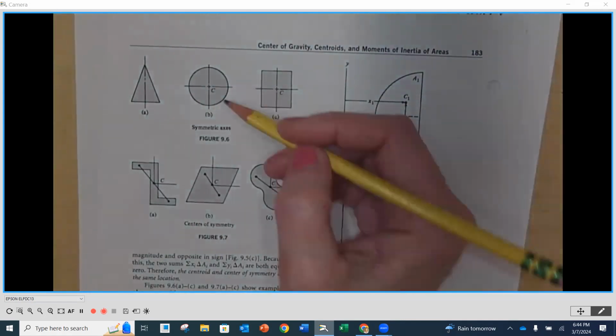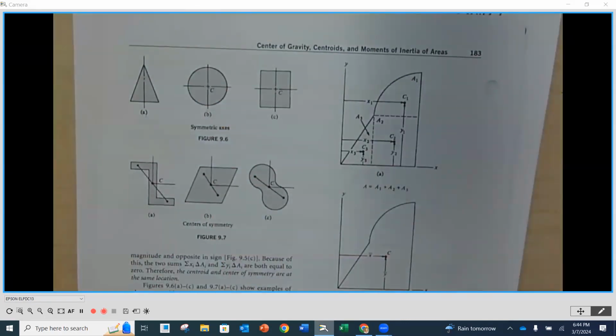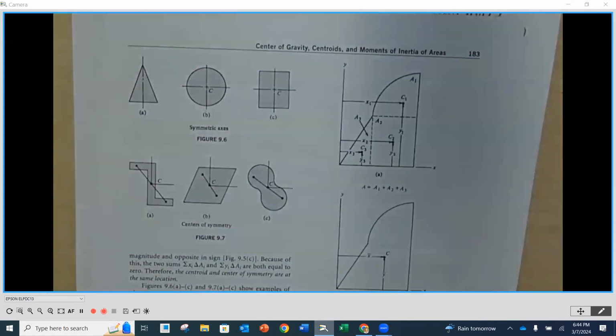And where each one of those axes intersect is going to be their centroid. So if there's two axes of symmetry, then their intersection becomes the centroid. And you'll notice that very same thing happens with a rectangle or a square as well.